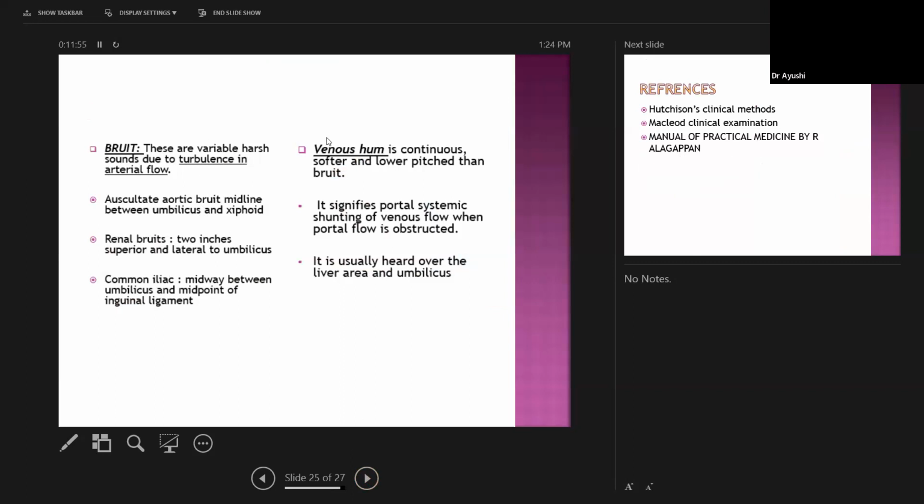ligament. Then the venous hum is continuous, softer, and lower in pitch than the bruit. It signifies portosystemic shunting of venous flow when portal flow is obstructed. It is usually heard over the liver area and the umbilicus.